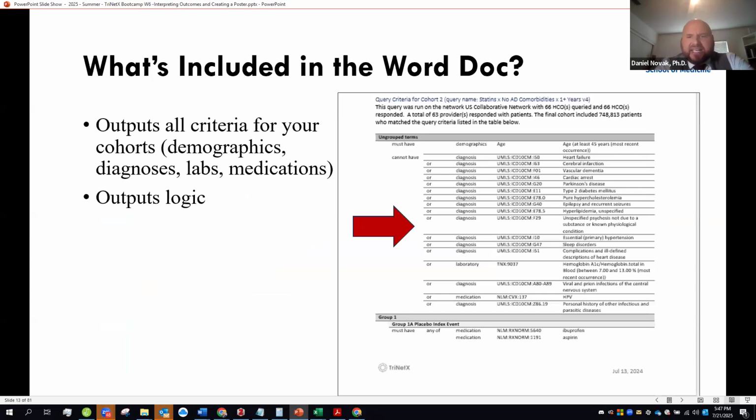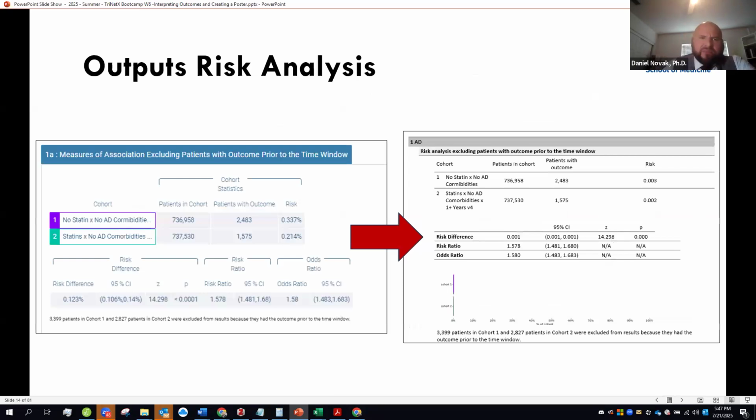And again, here's your cohort criteria that you would find in there. That's all of the ICD-10 codes that you used to define your thing. And it also tells you a little bit about the logic, right? There's your OR variables, must have this, cannot have that. It also outputs, again, as I said in session 4, your outputs in your risk analysis to a table, and it basically keeps all that information pretty much the same.